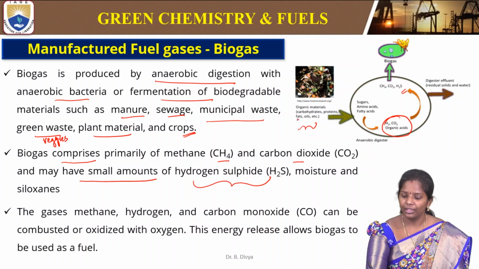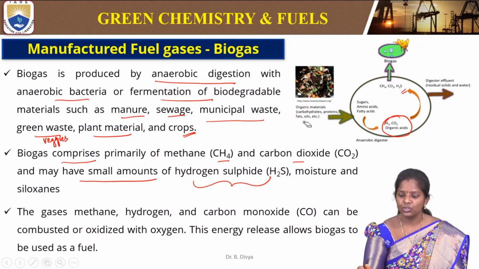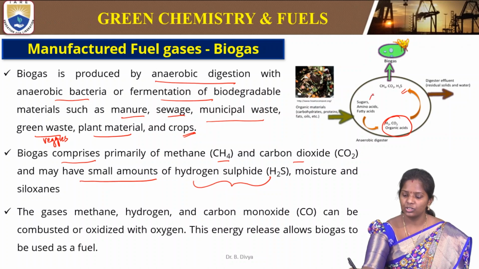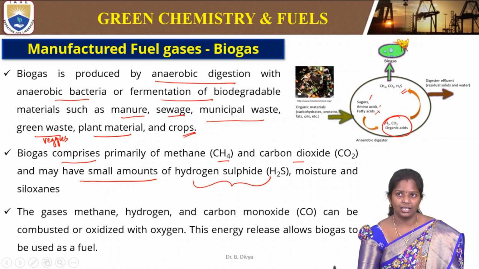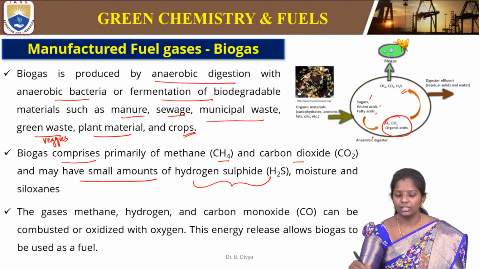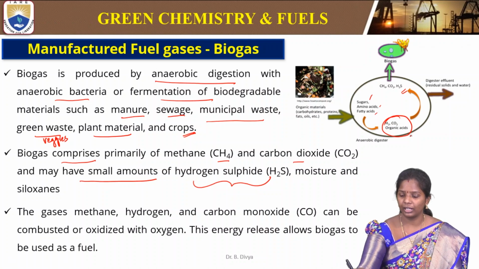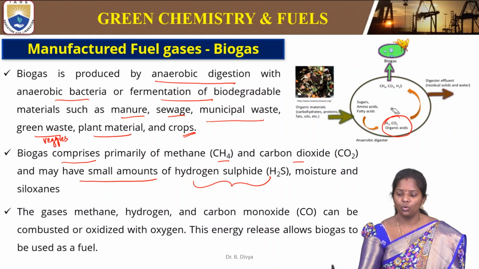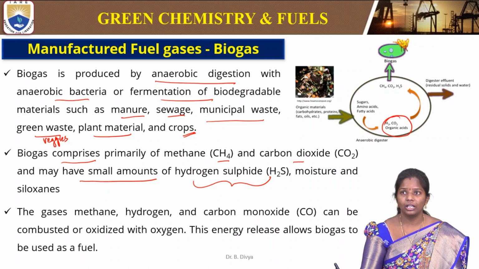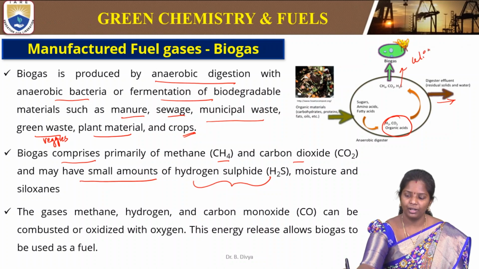For example, this organic matter will contain carbohydrates, proteins, fats, oils, etc. So that will break down into sugars, amino acids and fatty acids. This, with further digestion, will convert into methane, carbon dioxide and hydrogen sulfide. So this is the reaction that goes on continuously. The residue will go into the effluents, and the biogas can be utilized for our purpose.